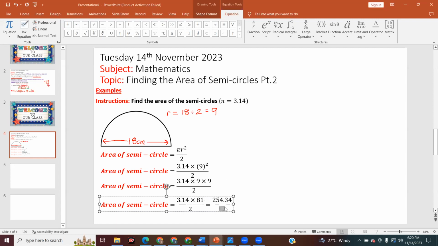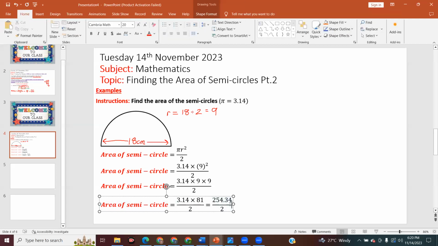And so that's that divided by 2. When we divide it by 2, what do we get? 127.17 centimeters squared. Very good. That's going to be equal to 127.17 centimeters squared.